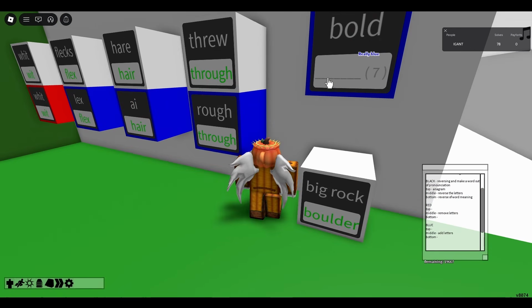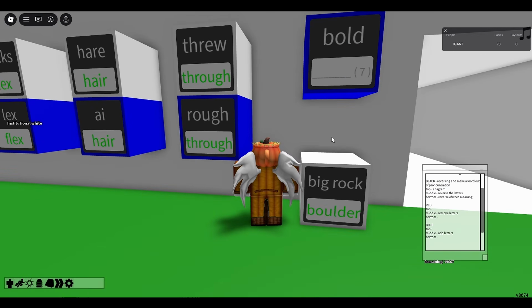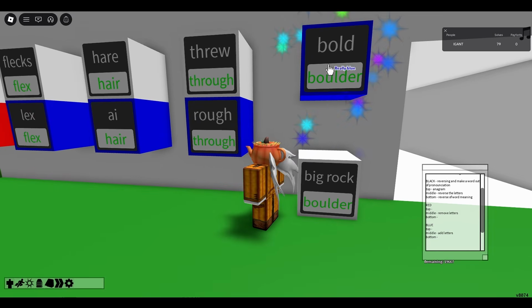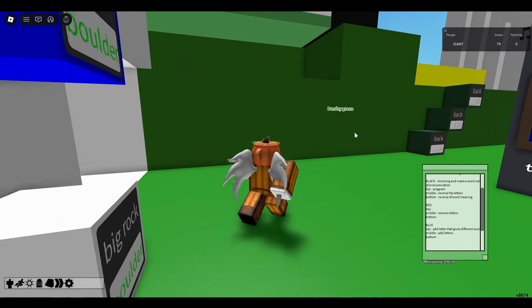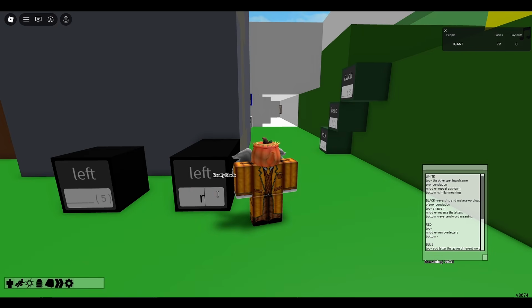Oh, I didn't get this. Hold on. High blue. I wonder if they're still connected because there's a space. Let me try boulder. Oh yeah, they're right. So top blue is going to be add letter that gives different words. Bottom black was reversed towards meaning, so right.